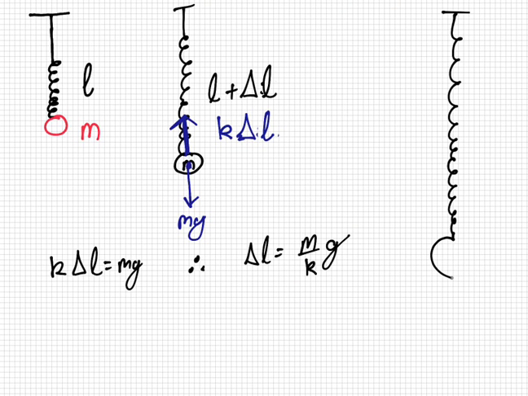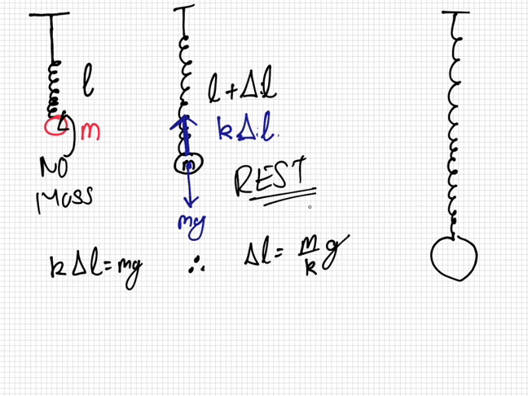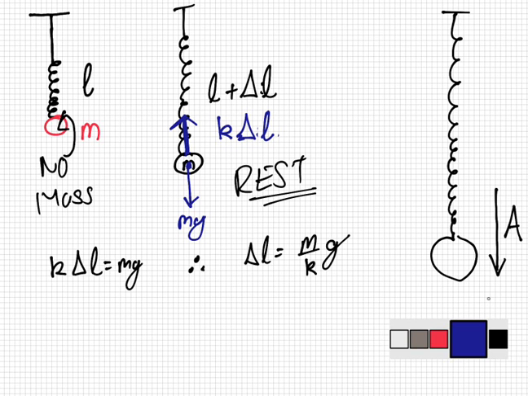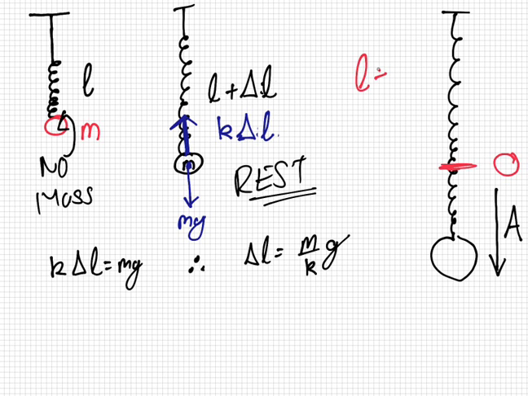Okay. So now, please note, there's no mass here, and then I attach the mass. Then here it's at rest. It's not moving. Then what I do is I pull it down a distance a. And I'm going to call this here the origin. And this length here is L plus delta L, which is mg over k. That's this length here. This is the origin, 0.